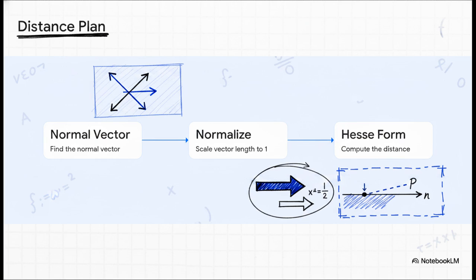Step 1, you find the normal vector of the plane. If the plane is given to you in parametric form with two directional vectors, you'll typically find this normal vector by calculating the cross product of those two directions.